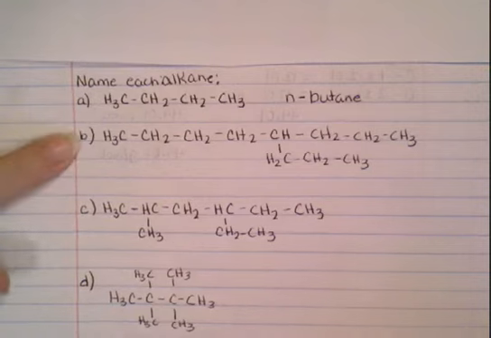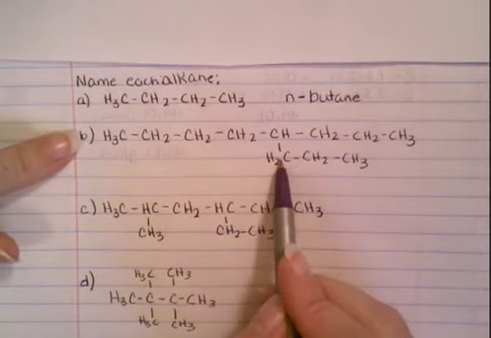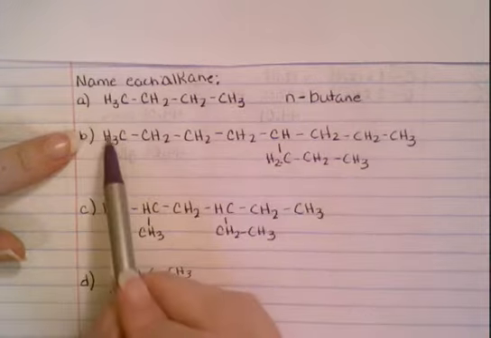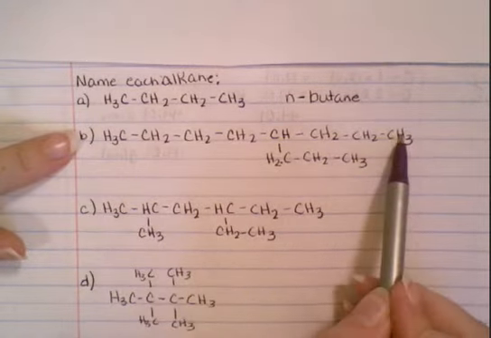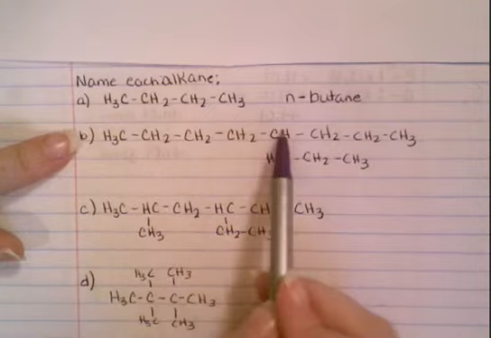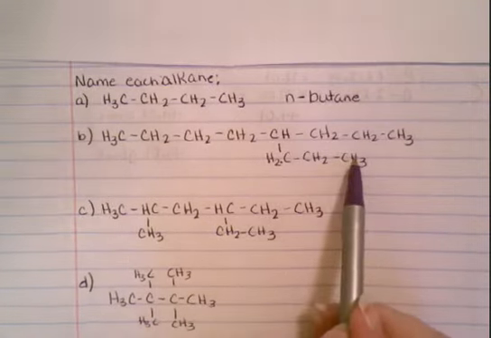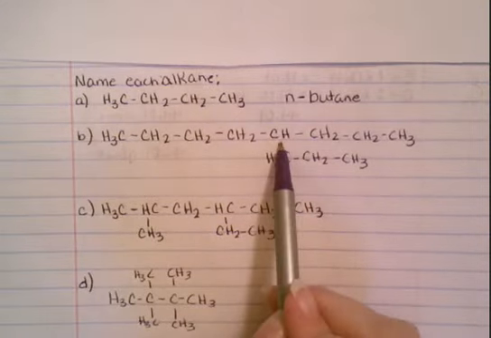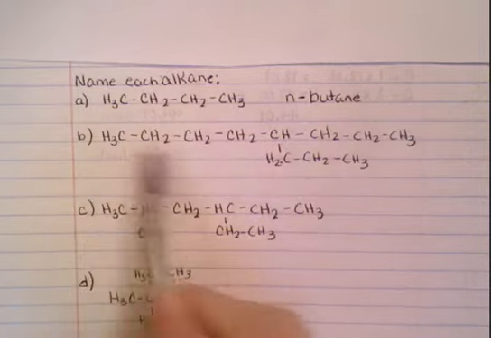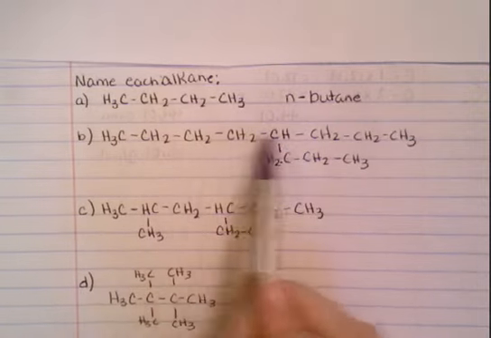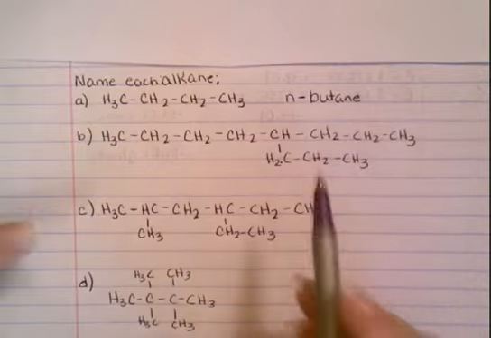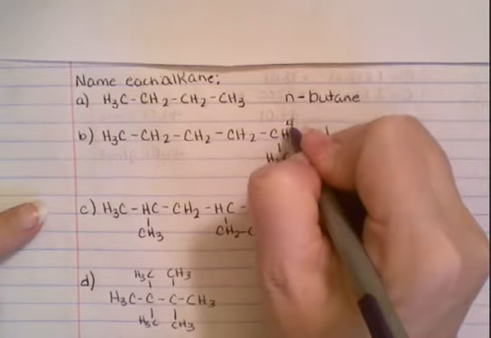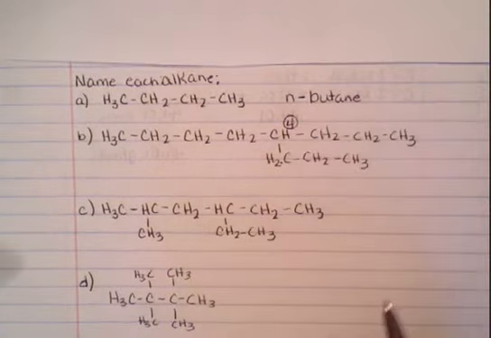Now remember, here for B, we've got this long thing, but there's something hanging off of it. So we need to find the longest chain, so we could count. We get 1, 2, 3, 4, 5, 6, 7, 8. But I need this one right here to have the smallest number. So if I go from left to right, 1, 2, 3, 4, it's 5. And if I go from right to left, it's 1, 2, 3, 4. So this is going to be our number 4, where our chain's hanging off.